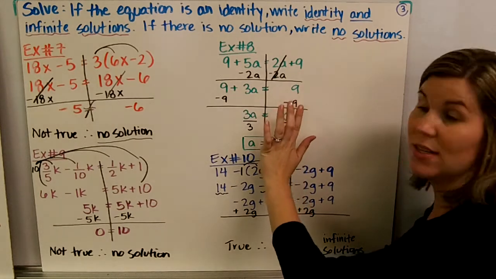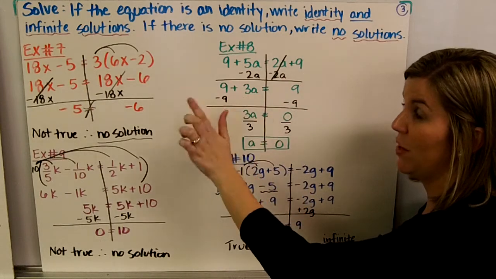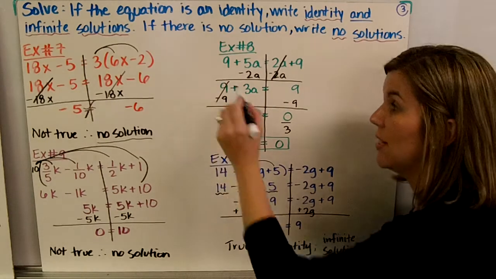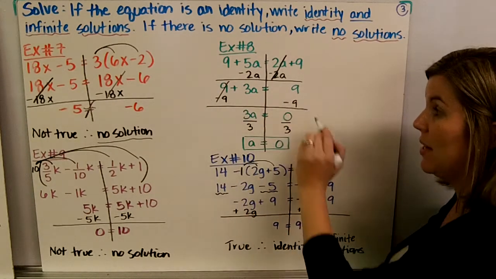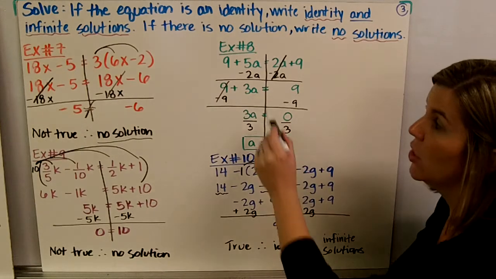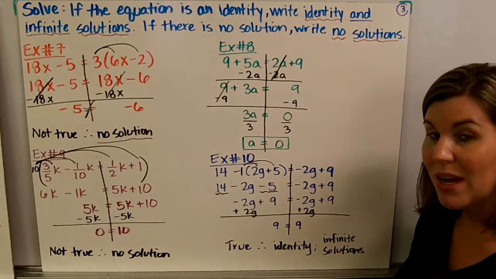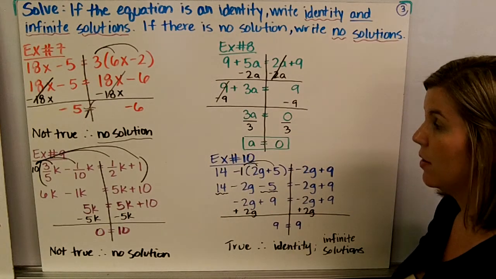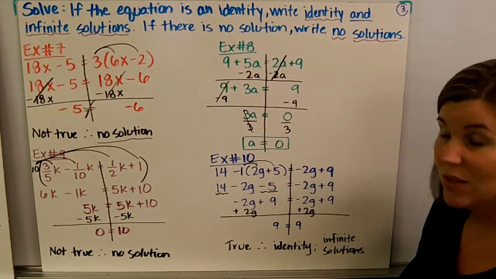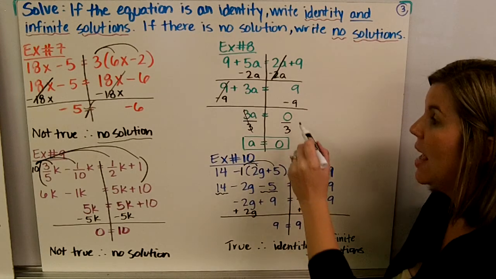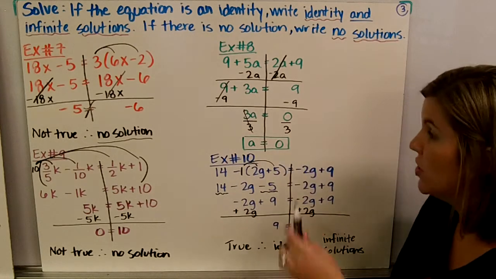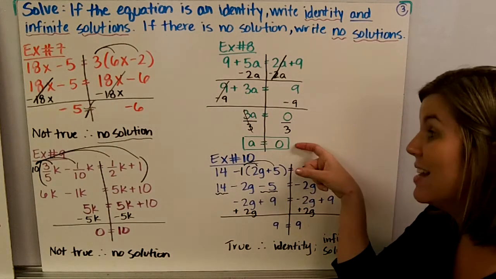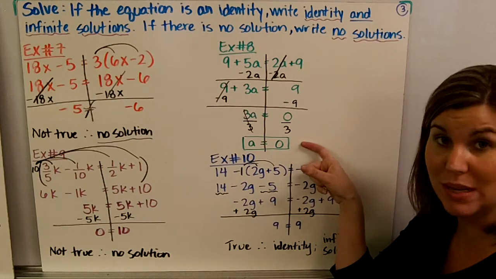I need all of my constants on the right side since my variable's on the left. So I'm going to subtract 9 from both sides. Well, those 9's cancel, and 9 minus 9 is 0. 3a equals 0. Well, I'm not done yet. I have 3 times a, so the opposite is to divide both sides by 3. 3 divided by 3 is 1, so I have 1a, and it's positive. 0 divided by 3 is 0. So I don't have no solution. I actually do have a solution, and it is 0. Your answer can be 0. That's okay.